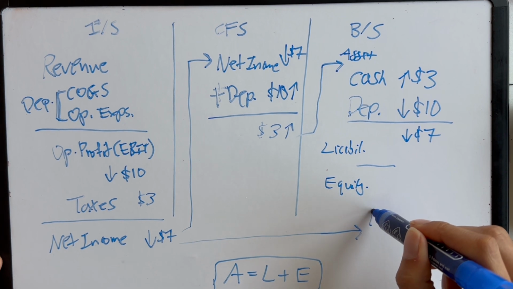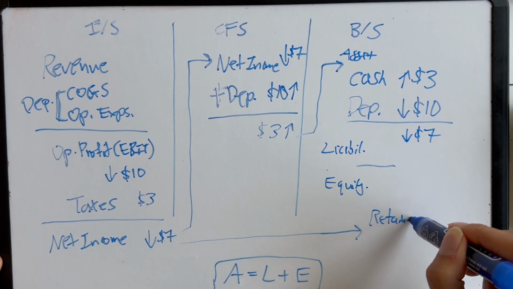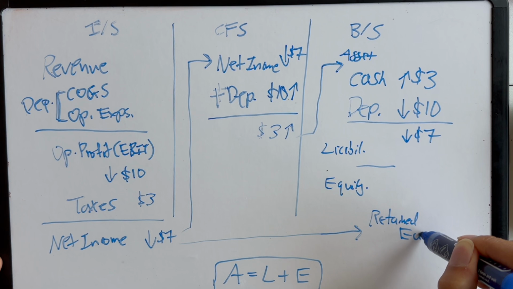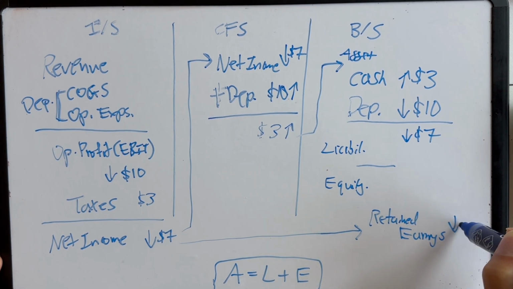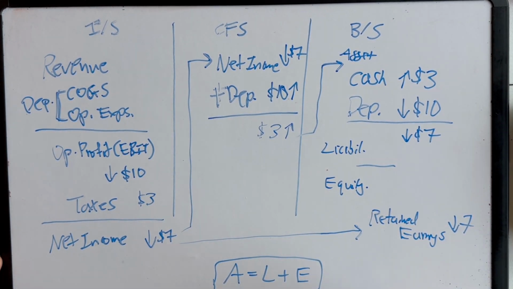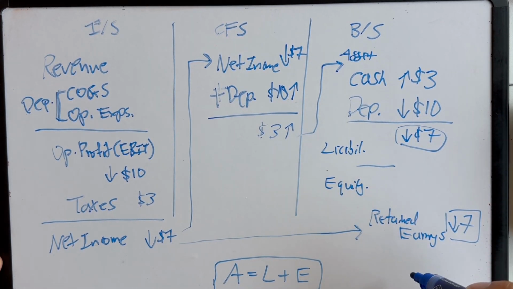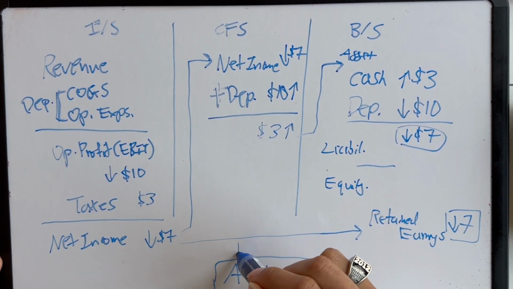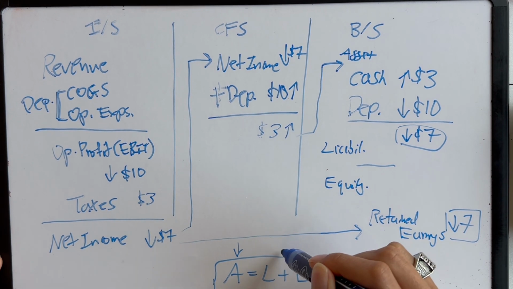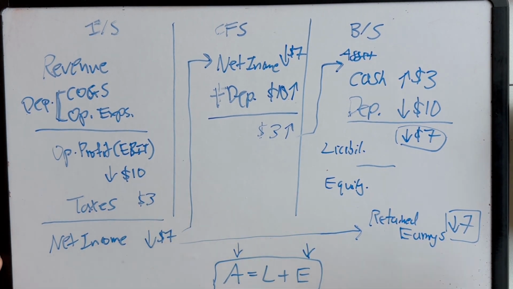And so retained earnings is down by $7. Now the $7 matches the $7 here. Notice here your assets went down, your liabilities didn't change at all, and your equity went down by the same amount. So the equation is in balance. And that is how $10 of depreciation expense flows through the three financial statements.